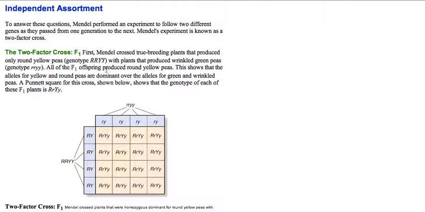All of the F1 offspring produced round yellow peas. This shows that the alleles for yellow and round peas are dominant over the alleles for green and wrinkled peas. A Punnett square for this cross, shown below, shows that the genotype of each of these plants is heterozygous R and heterozygous Y, right? When you look, it's all the same here, but each one is a heterozygous RrYy, and round is dominant, yellow is dominant.